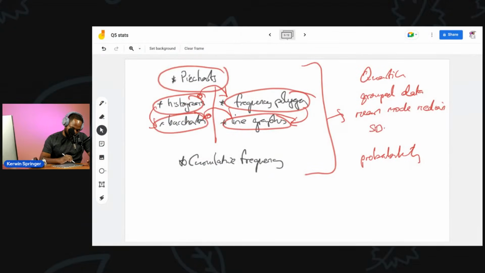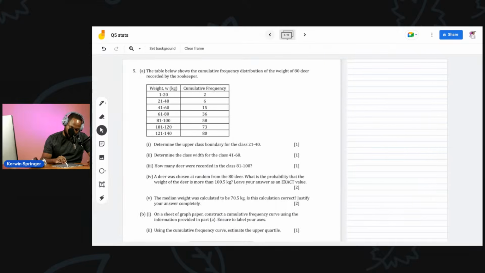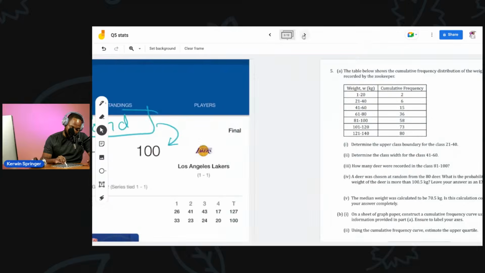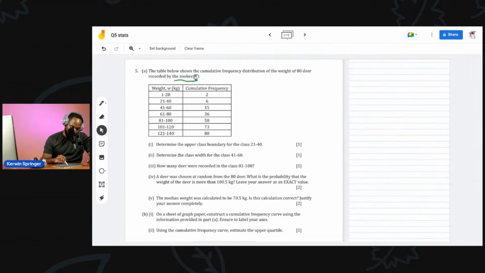So what are we seeing here? This is the cumulative frequency distribution of the weights of 80 animals recorded by a zookeeper. Which zoo has 80 animals in it? They really are making up some weird things for this maths. What is going on these days? And then you need to determine the upper class boundary for the class 21 to 40.